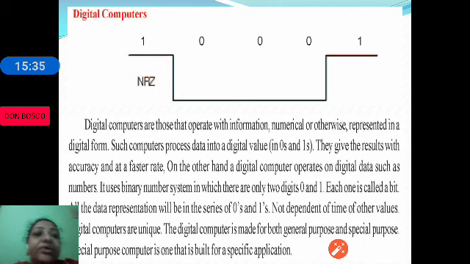Digital computers operate on digital data such as numbers. They use the binary system for their operation, that is zeros and ones. Zeros and ones are called bits, that is binary digits. The digital computer is made for both general purpose and special purpose.